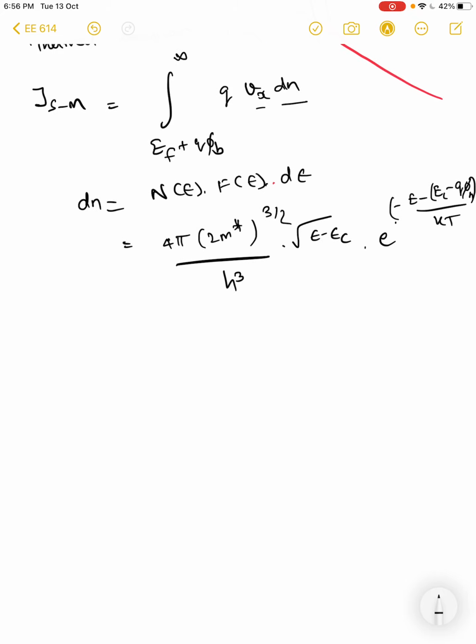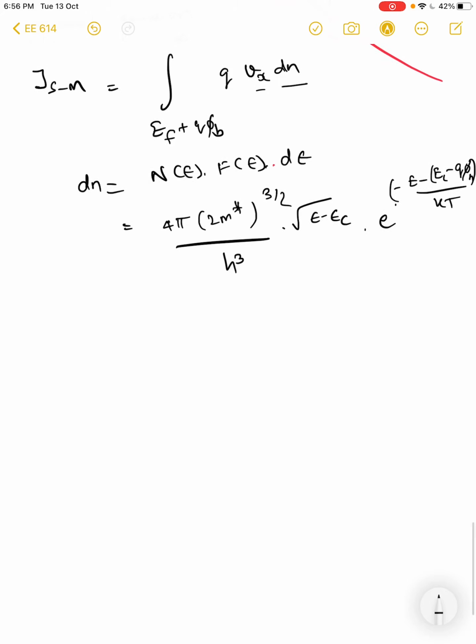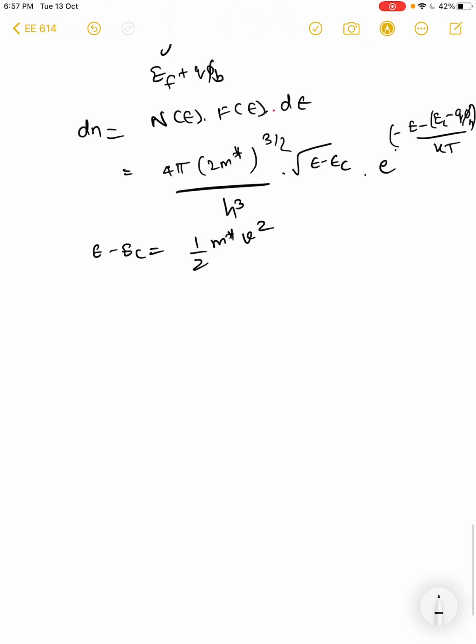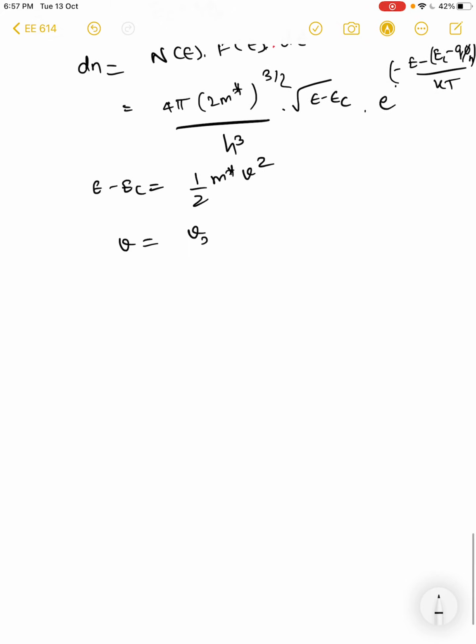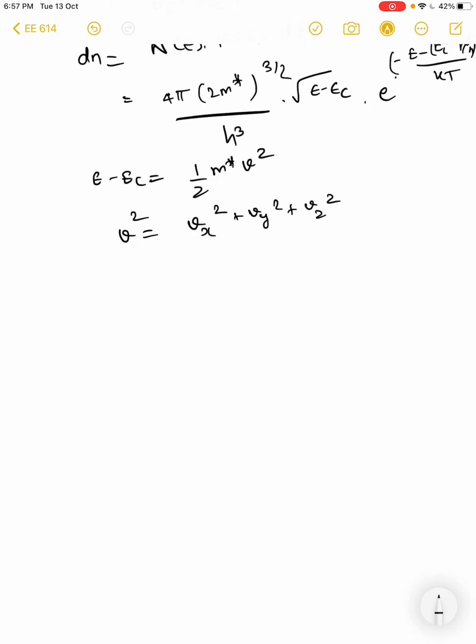And if we do some simplification such that E minus EC is basically the energy that the electron has above the conduction band, which is mostly the kinetic energy, you can write the velocities as Vx square plus Vy square plus Vz square, and you take the minimum velocity which is required to cross the barrier, that is half m star V naught square, is actually Q times psi Bi minus V.